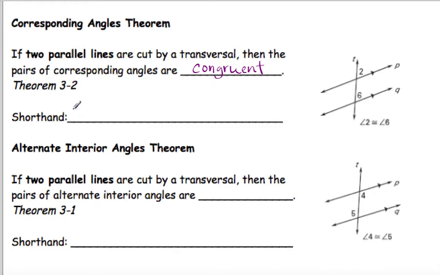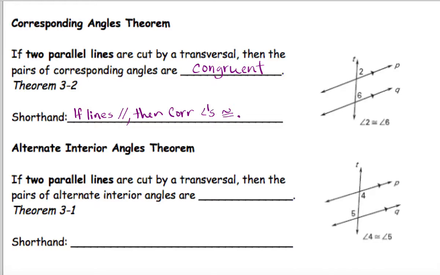And so we'll say, if lines parallel, then corresponding angles congruent. So as we're doing proofs, we would write that to shorten it down. That's the corresponding angles theorem.